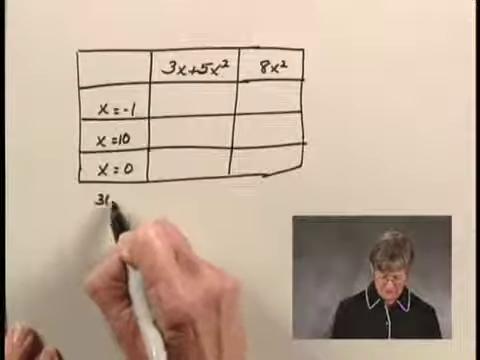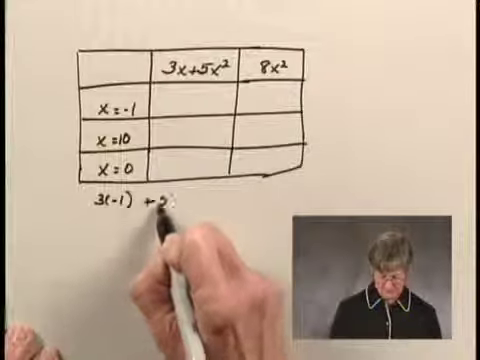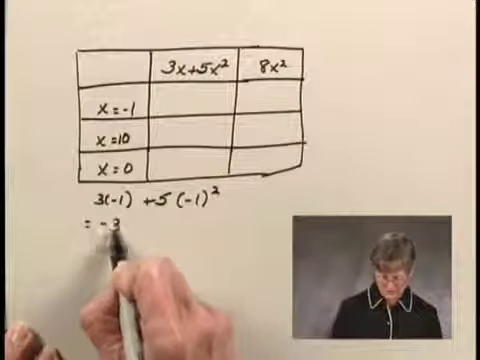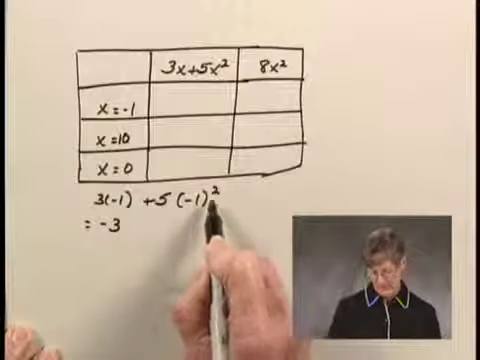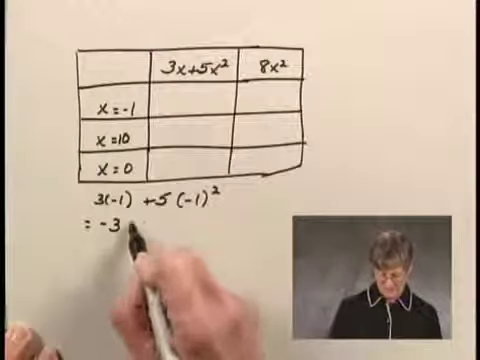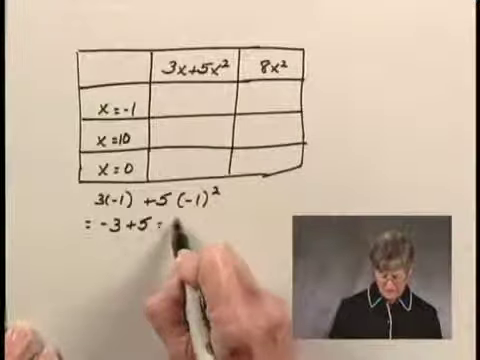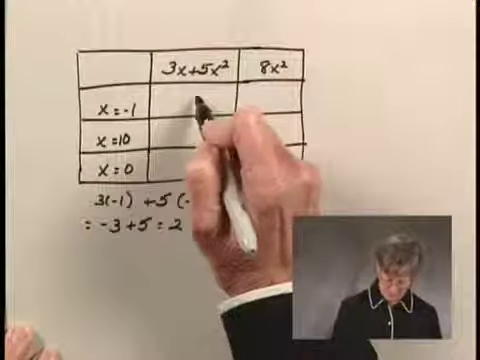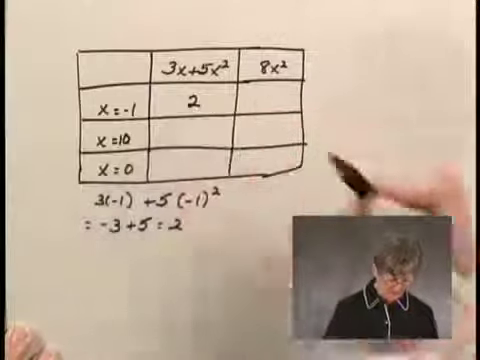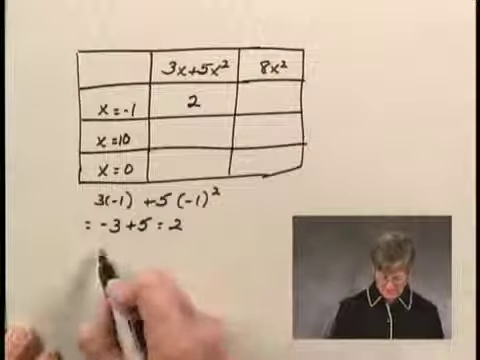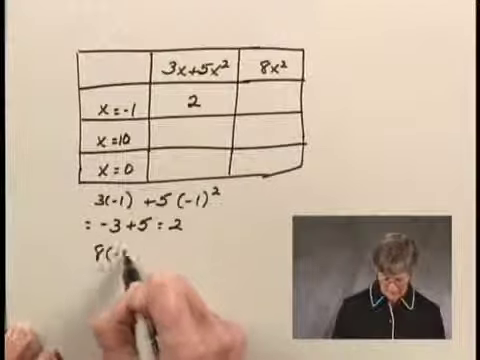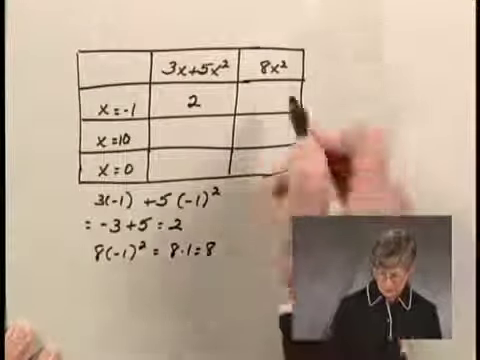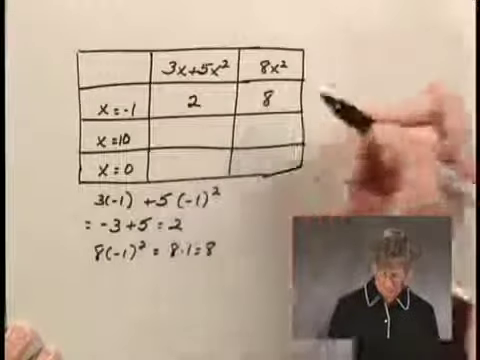We'd have 3 times -1 plus 5 times -1 squared, which is -3 plus -1 squared is 1, and 5 times 1 is 5. So the expression is going to be equal to 2 when x is -1. 8x squared when x is -1 is 8 times -1 squared, which is 8 times 1, or 8. So we'll write 8 here.